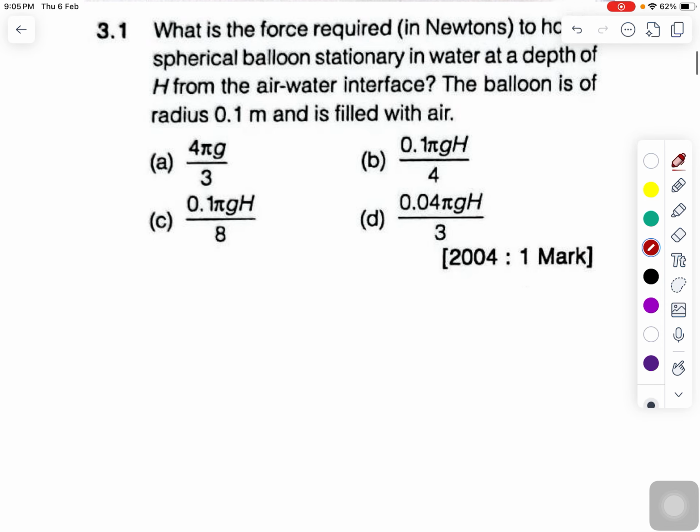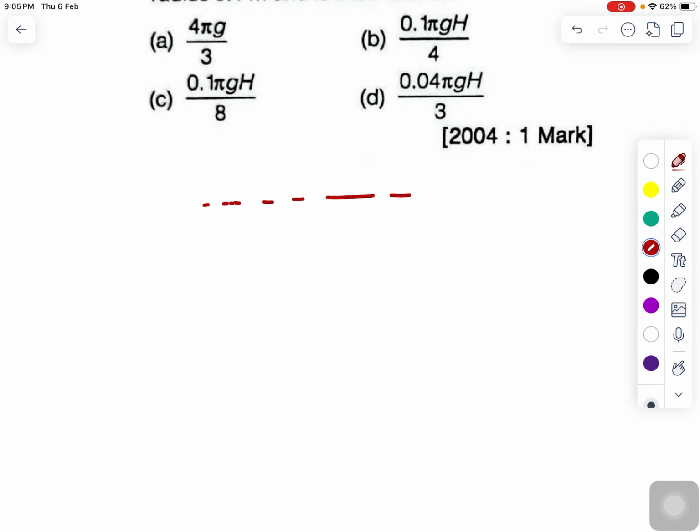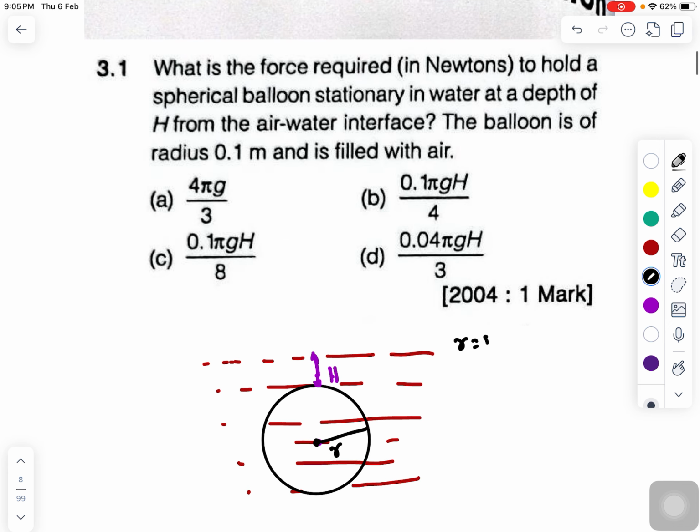Okay, so the balloon is filled with air and it is going to be placed in the water, right? So let's say this one is water, and if I am placing a balloon, something like that, this balloon is supposed to be there at a depth of h. So this balloon is supposed to be put at a depth of h below the air-water interface, and the radius is given to you. So here I am writing the radius, but in the examination you don't have to write, right? You have to see the screen and do the calculation only.